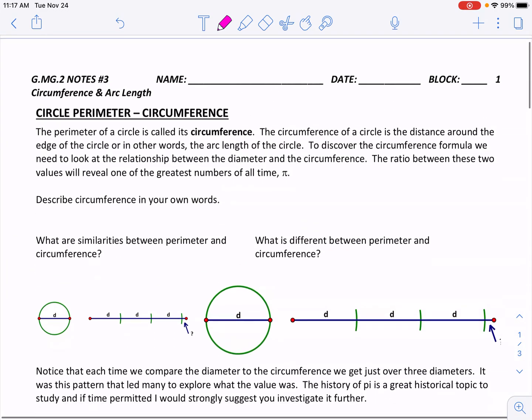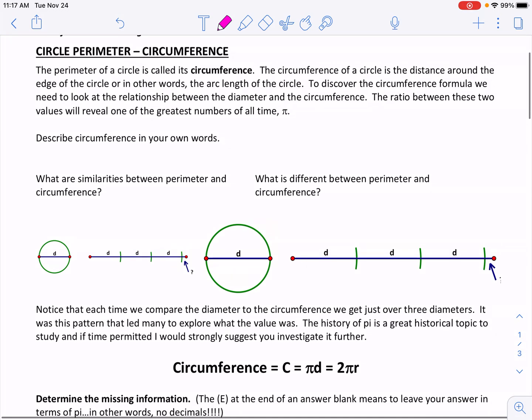And it says in our notes here, the perimeter of a circle is called its circumference. So if we have an actual circle, and we're not just talking about a sector of the circle, in other words, only a semicircle or something like that, then we'd find the measurement all the way around, and that would be the perimeter of the circle. Now the circumference of a circle is the distance around the edge of the circle. In other words, it's the arc length of the circle. Kind of like what I was saying before.